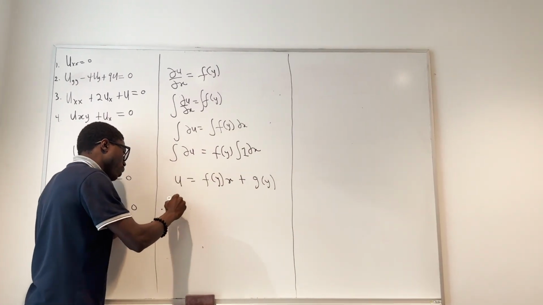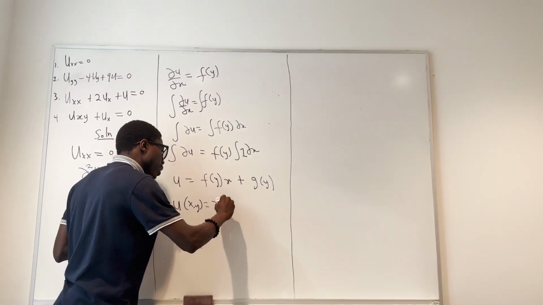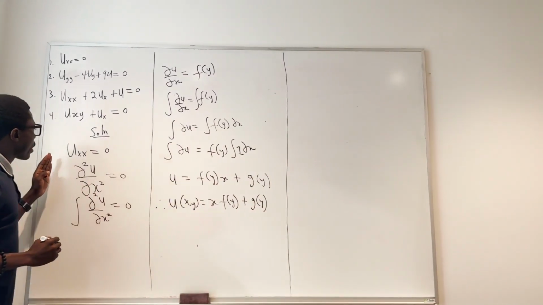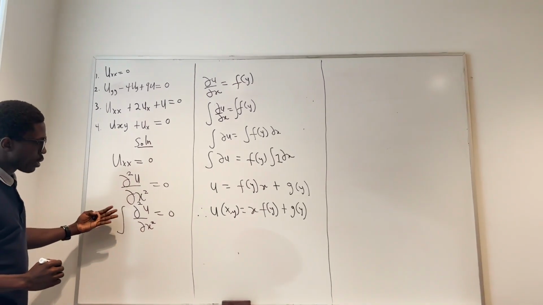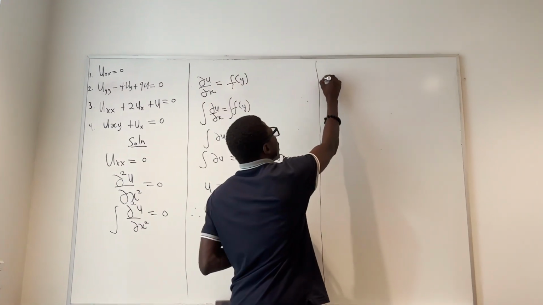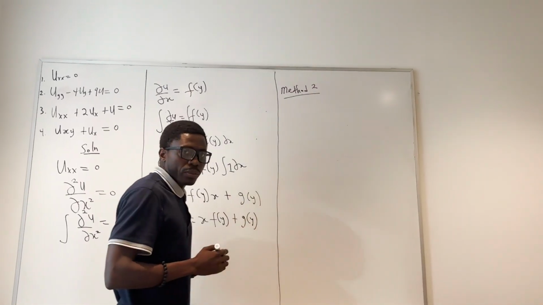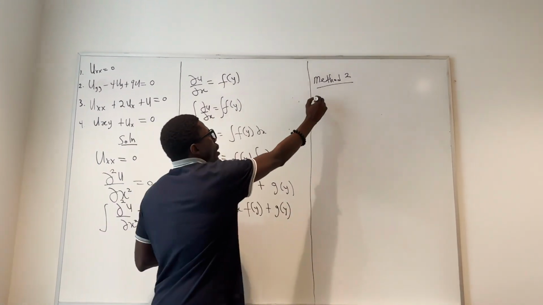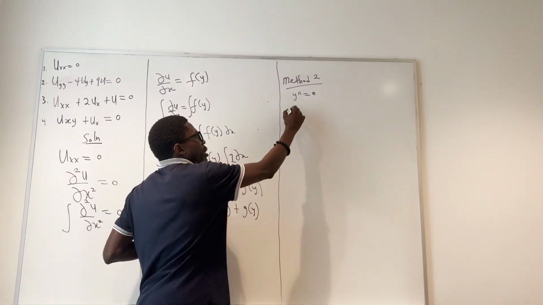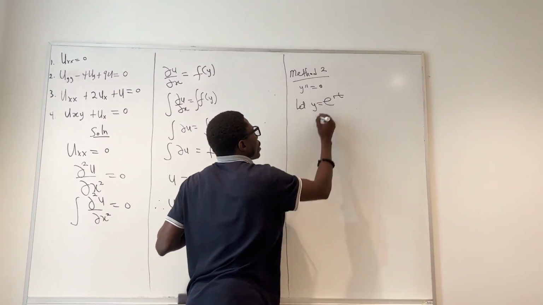So therefore, the solution for this partial differential equation is equal to x f of y plus g of y. That is the first approach if you want to use the normal integral approach to solve this partial differential equation. The other method is to assume that you are solving an ordinary differential equation. If we solve an ordinary differential equation, I can give you y prime prime is equal to 0. The only thing that comes to mind is let y, which is the solution, be equal to e to the power rt.